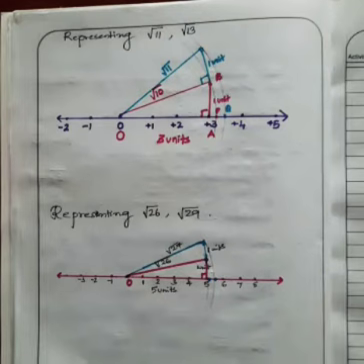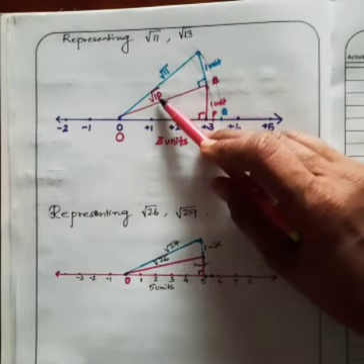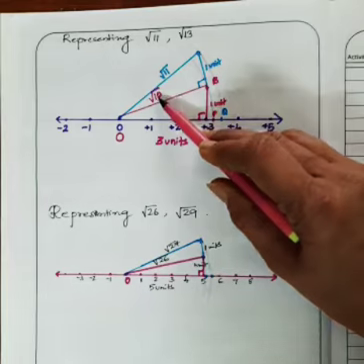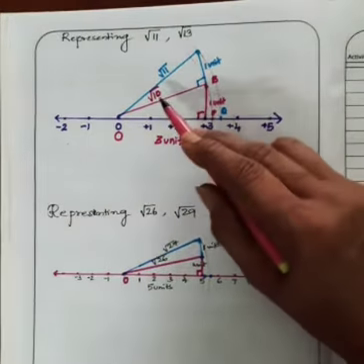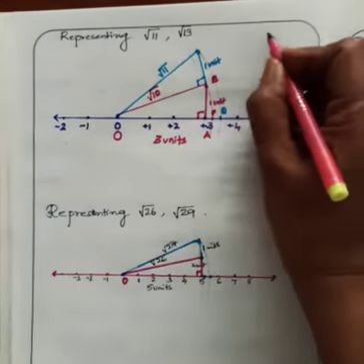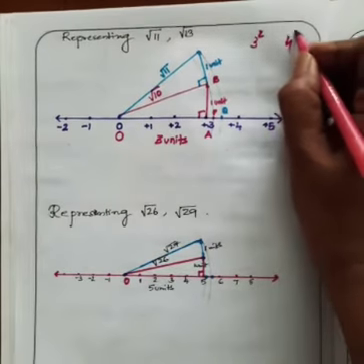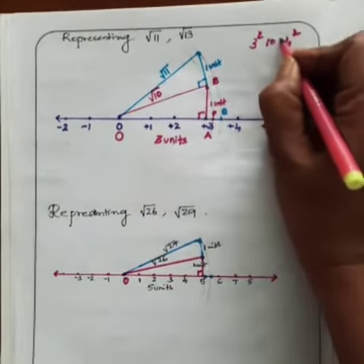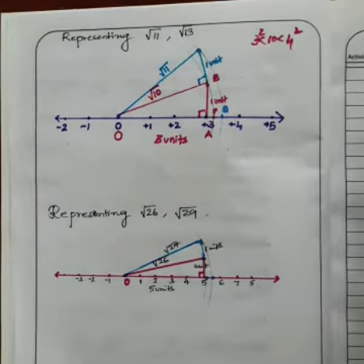Identify the number which you have to represent. Suppose you need to represent root 10. If you need to represent root 10, identify where 10 is. 10 lies between 9 and 16. That is, 10 lies between 3 square and 4 square, right? 10 is a value between 3 square and 4 square. So, root 10 will lie between 3 and 4.